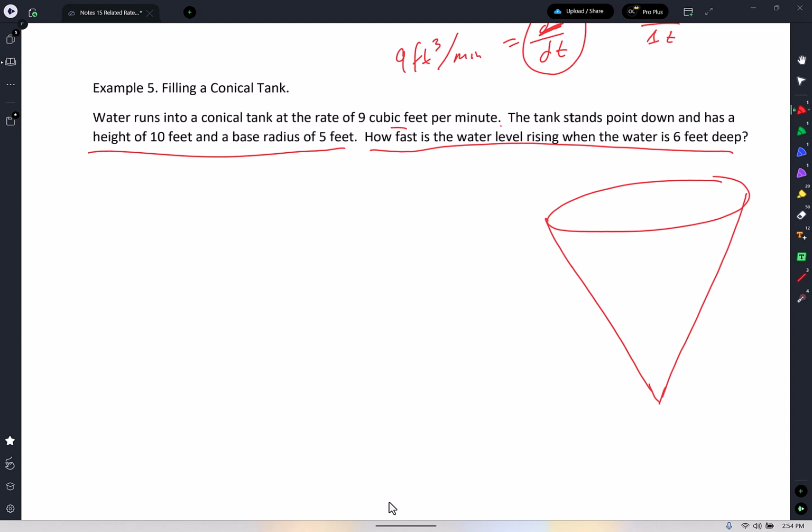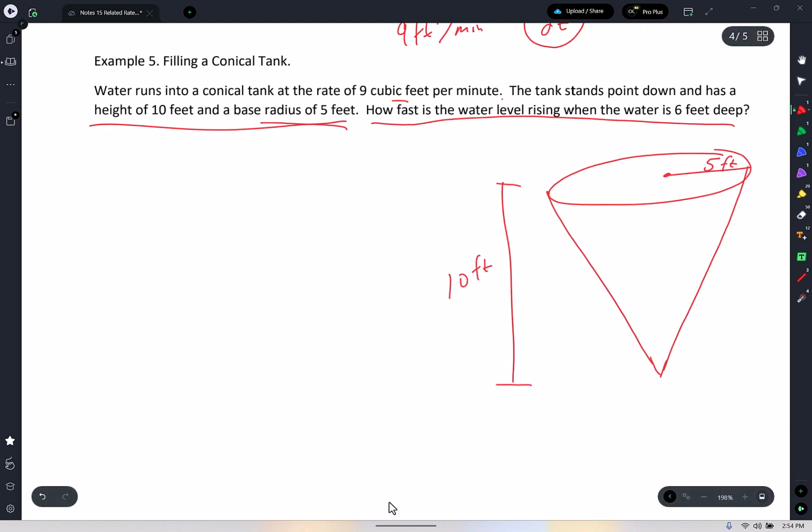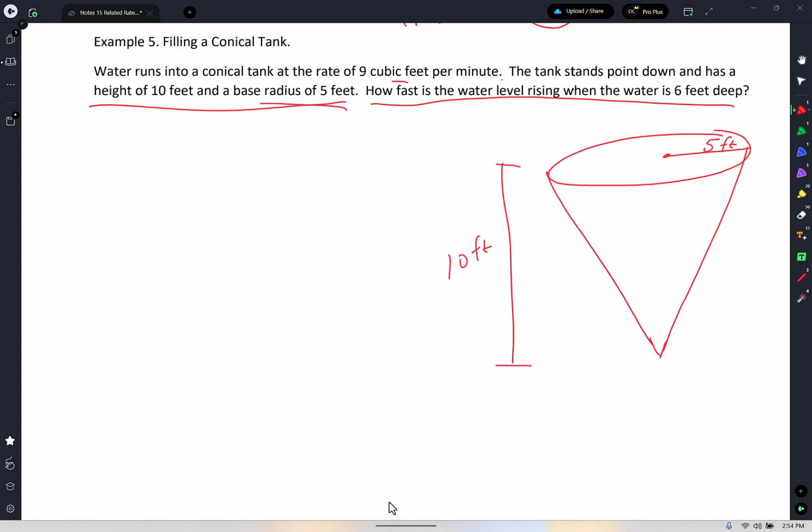Oh, okay. All right. What is the height of this conical tank? So it's okay to write 10 feet because that tank is not changing heights. The base radius is 5 feet, so putting a 5 right there is perfectly fine. That is not changing. If it is, we have issues. It's a metal tank. It should not be changing heights. The radius should not be changing.